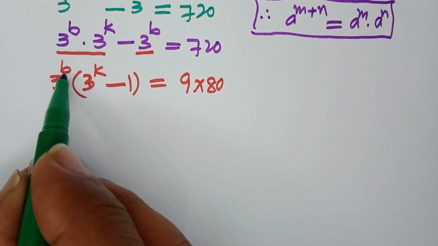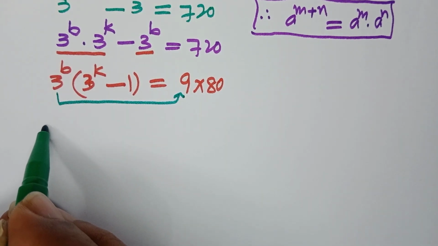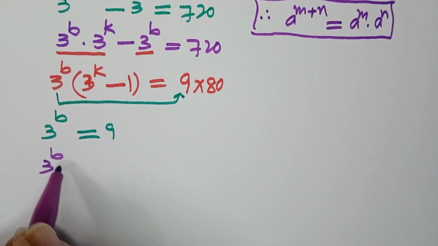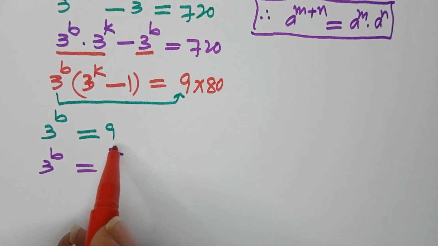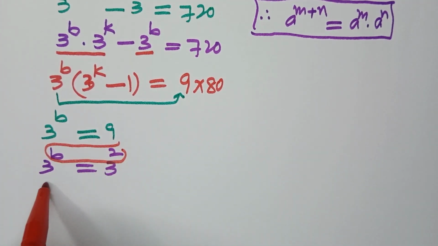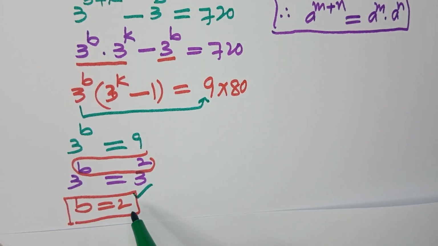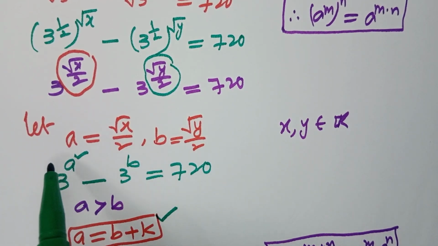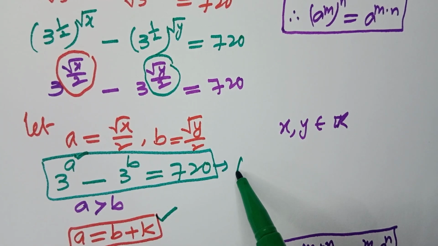Now we have need of b, so equate this factor to this. So 3 power b is equal to 9. Now 3 power b is equal to 3 square. Now same base, power equal, so here b is equal to 2. Now finding the value of a by putting the value of b in the equation, we can say it equation a.